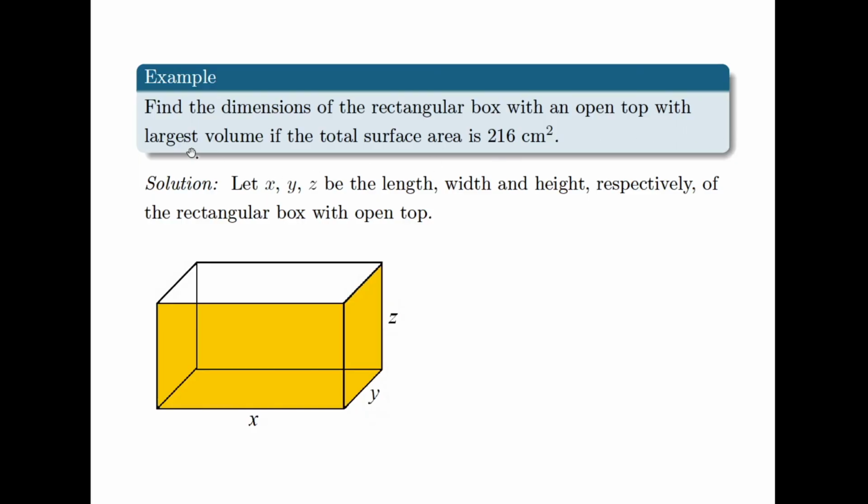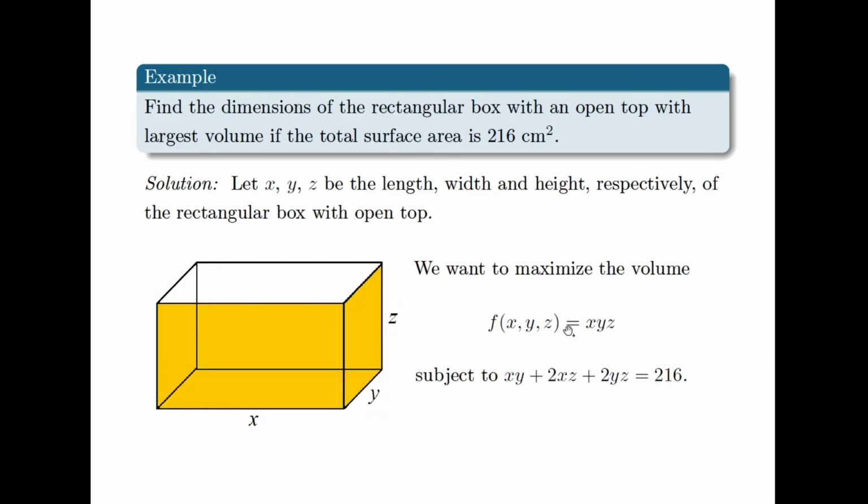We want to find the largest volume. Therefore, the function that we want to maximize is the volume of this box. Hence, our objective function is the volume of the box, given by f(x,y,z) = xyz. Take note that this function came from the formula for the volume of a rectangular solid.